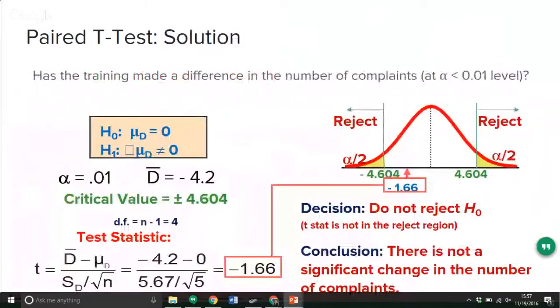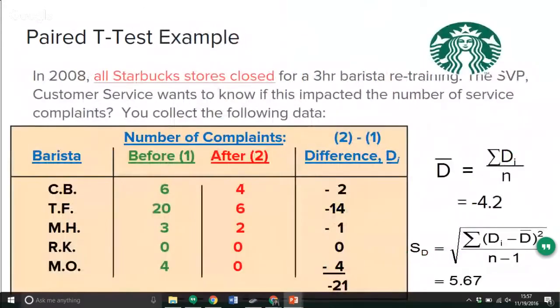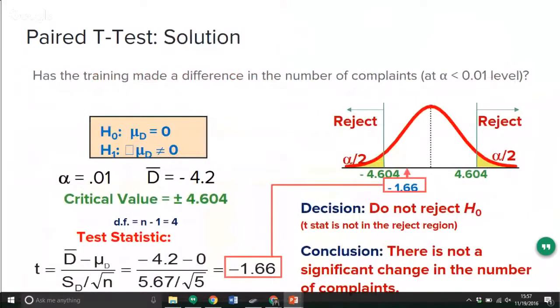So we use the paired t-test. We find that the D bar, the average difference, is negative 4.2. That's a little bit different than the negative 21 we had. We could change our alpha to 0.01 so we want a little bit more certainty. Again, we could divide it by 2 to do a two-tailed test. We're not going to deal with that right now.